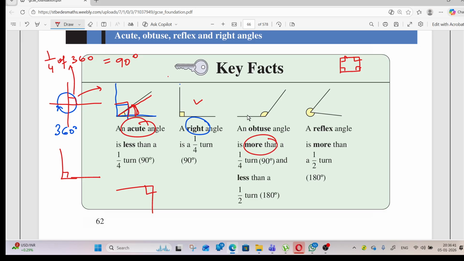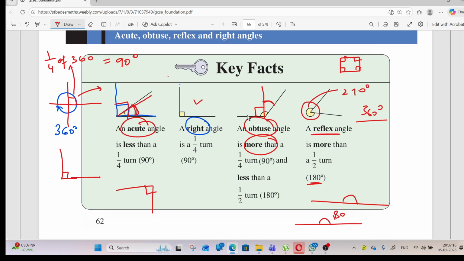Obtuse is more than 90. As you can see, 90 is just this much. This is extra. So this is more than 90, which is obtuse. And reflex is more than 180 degrees, because 180 degrees is a straight angle like this. Any straight line makes 180 degrees, right? So an angle which is more than 180 but less than 360 is called a reflex angle, and a complete turn is 360, or this is also called a complete angle. This is how a reflex angle looks. Suppose this is 270 degrees, so this is a reflex angle.